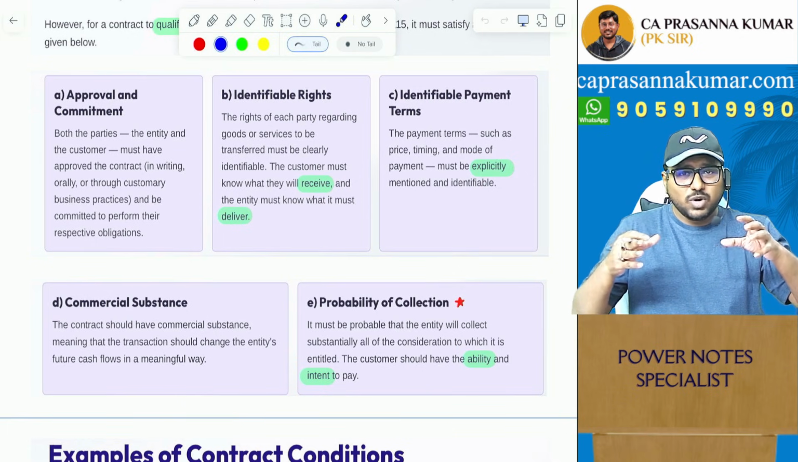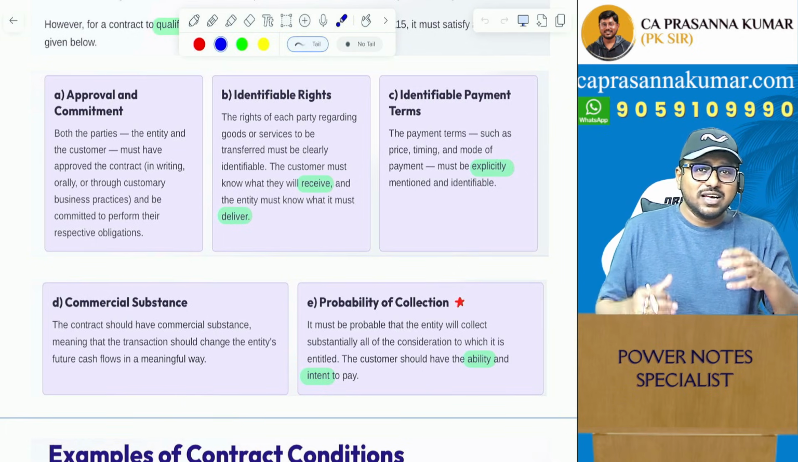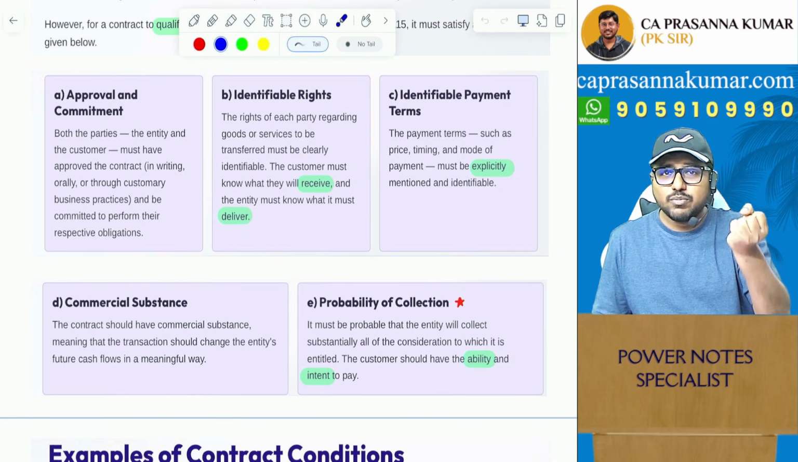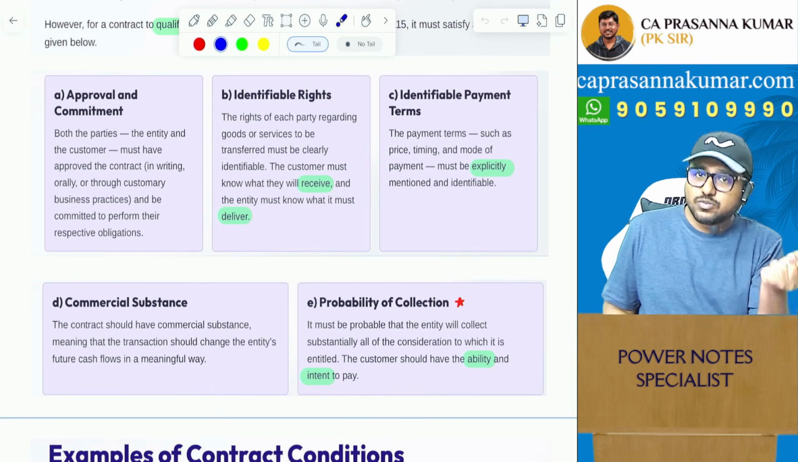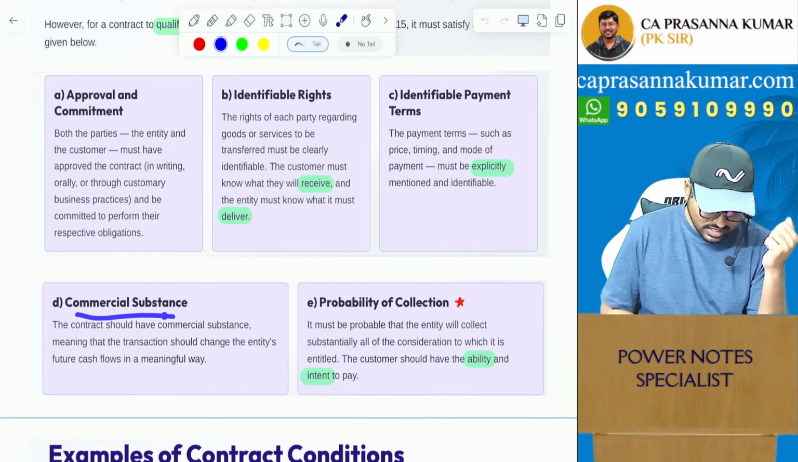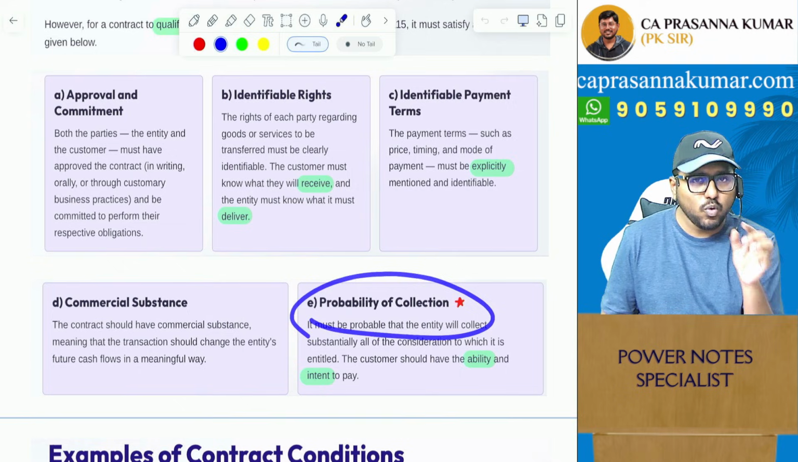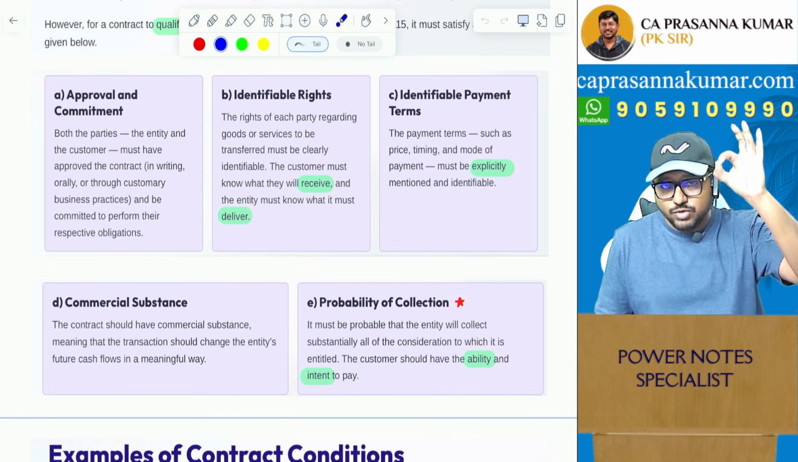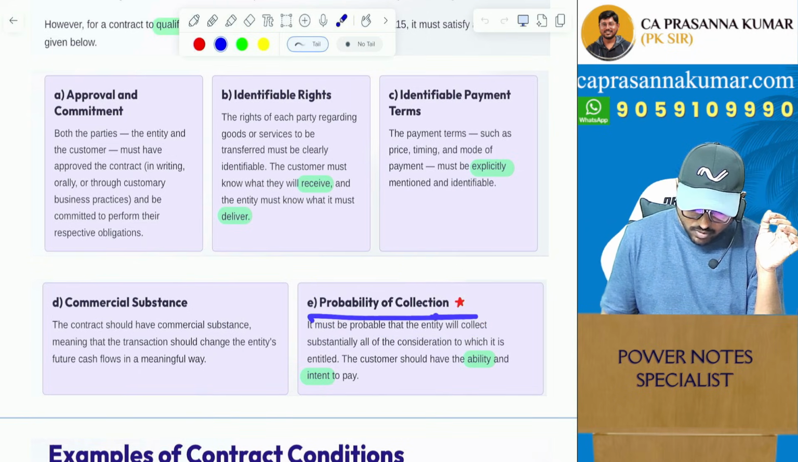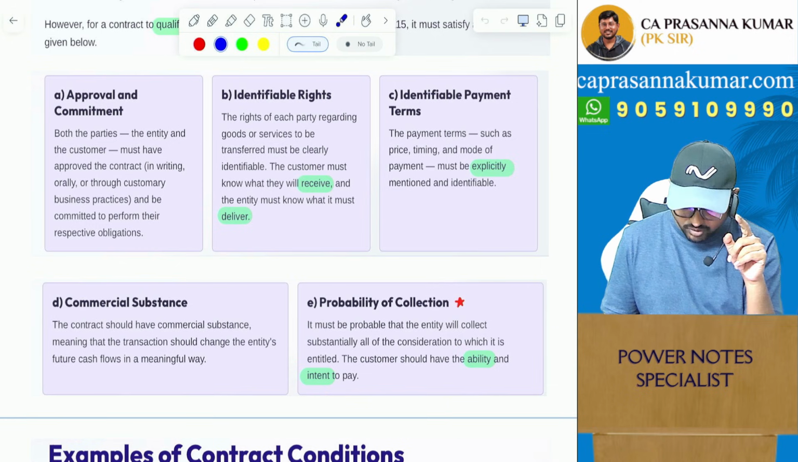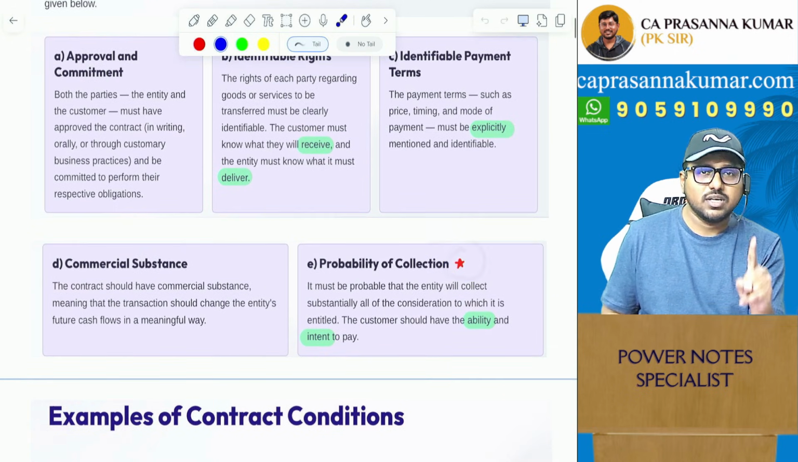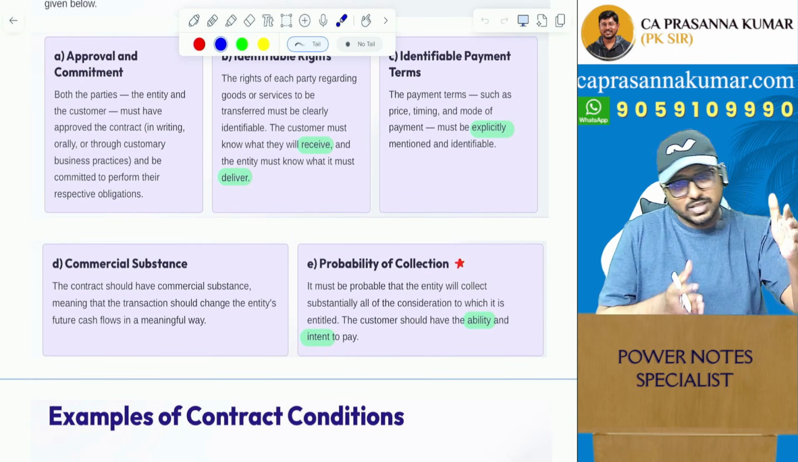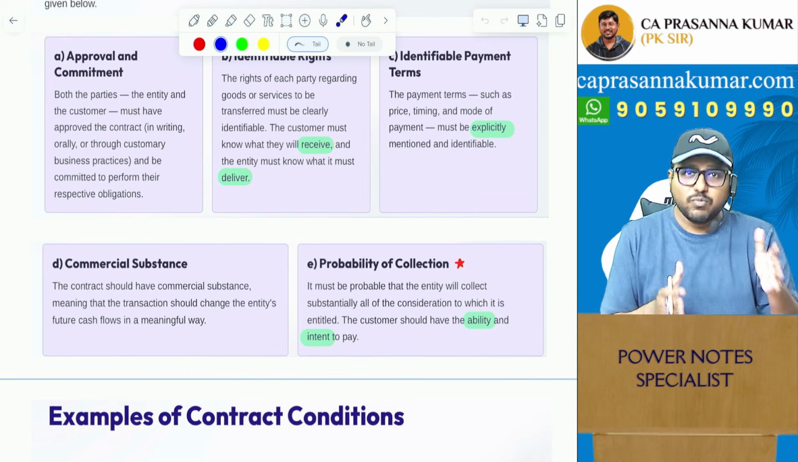Commercial substance means whatever consideration the entity gets should be so significant that it is in a position to affect significantly the cash flow of the entity. If it does, we can say that there is commercial substance. And finally, the most important condition upon which you will have problems is probability of collection. This is very, very, very important. I've marked it over here, which means you will recognize the revenue. Of course, for that 4 more steps are there, but step 1 is important.